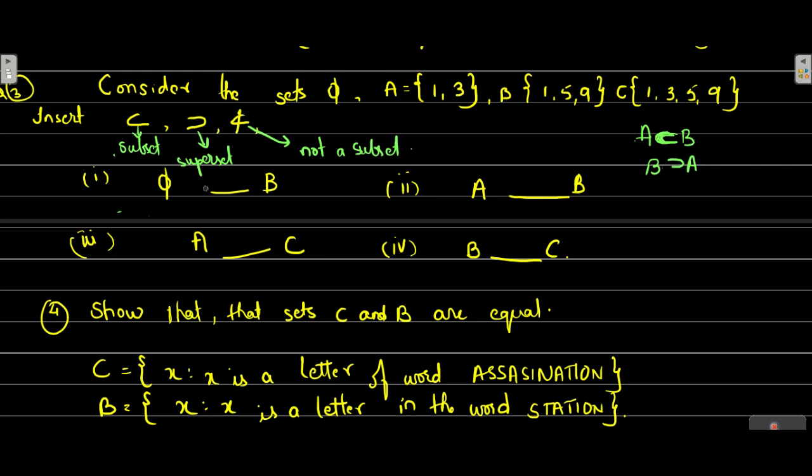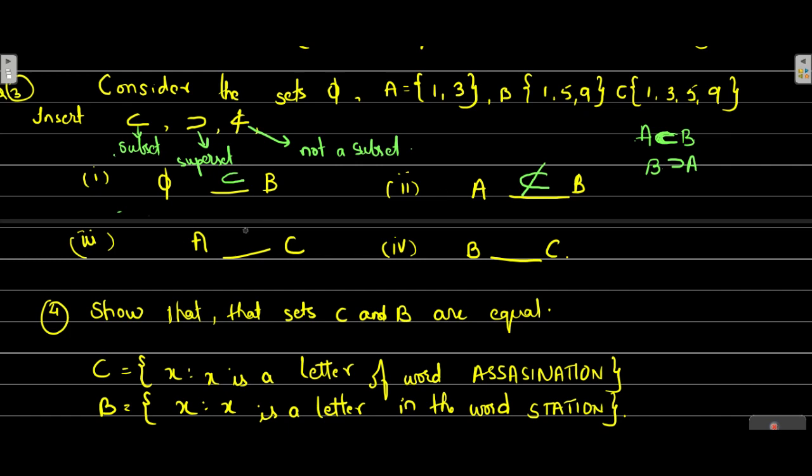Let us look at this. We know that the null set is a subset of all the sets, isn't it? So the null set is a subset of B, we can write. And look at A and B. A has two elements 1 and 3 and B has three elements 1, 5 and 9. But all elements of A are not there in B, neither are all elements of B there in set A. So A is not a subset of B.